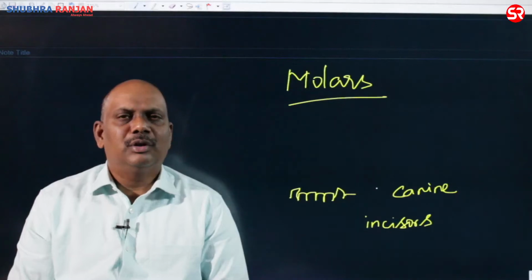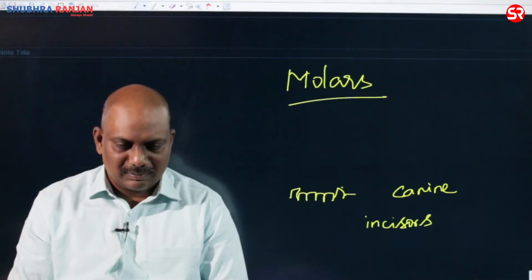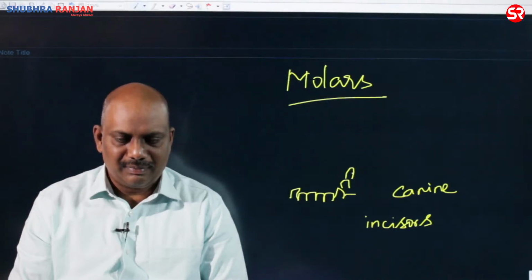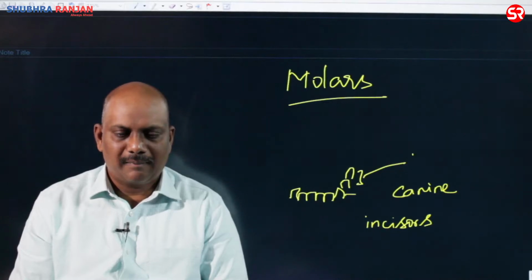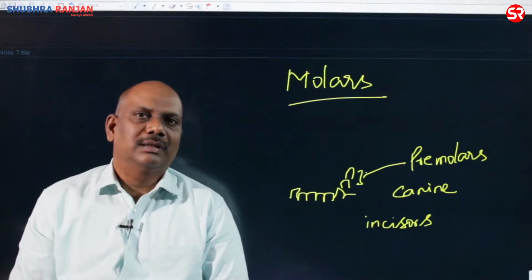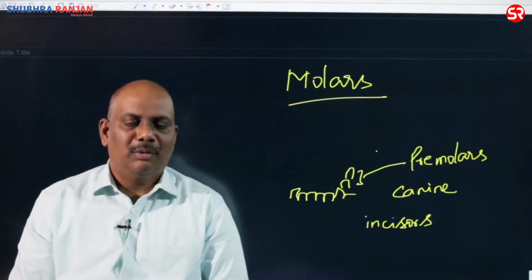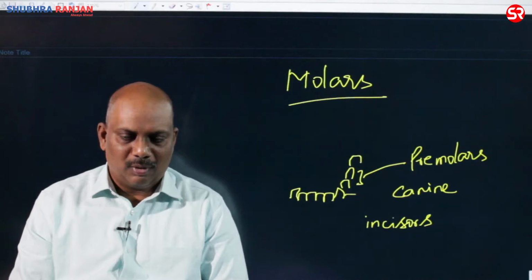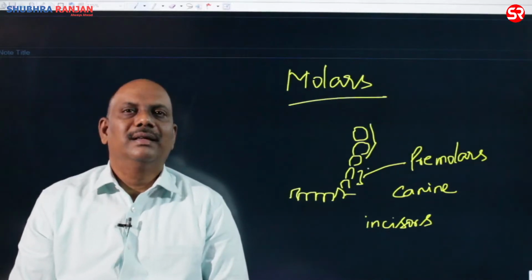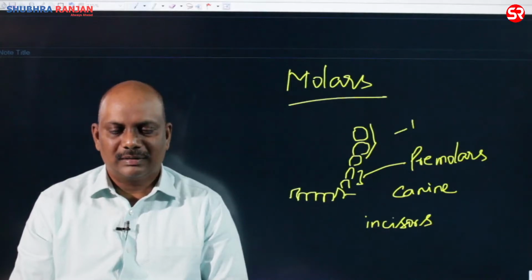After the canine come 2 premolars. These 2 are premolars. After that come 3 molars. Molar 1, molar 2, and the third molar will have a slight incurving. It curves inward like this. These 3 are molars.